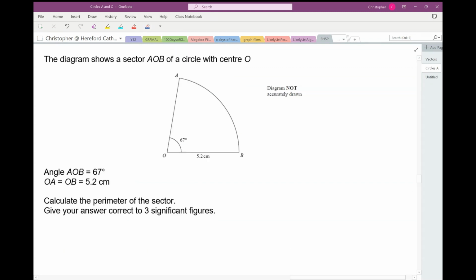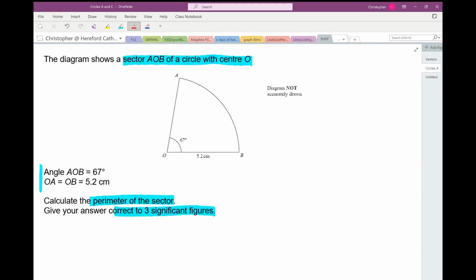Question 8. The diagram shows the sector of a circle with a centre O, and I'm given some measurements here which appear on the diagram. The 5.2, of course, is the radius, isn't it? Calculate the perimeter of the sector. Give your answer correct to 3 significant figures.